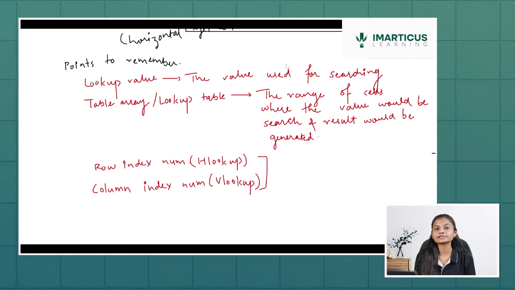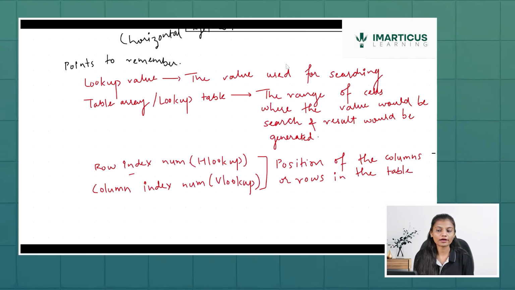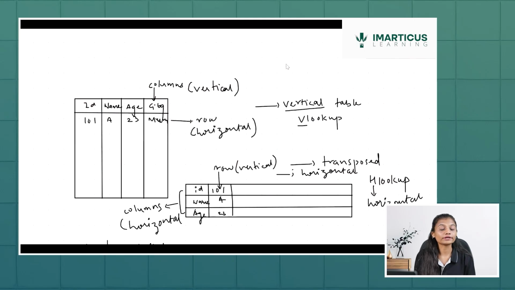But what is the meaning of index number? Index number means position of the columns, position of the columns or rows. Whatever values, whatever column, whatever row you want to fetch, what is the position? Where would the position be found? In the table array, which means what's the position of the columns or the rows which you have. For an example, if I want to show you an example of row index number, column index number. Now row index number would be for HLOOKUP, column index number would be for VLOOKUP.